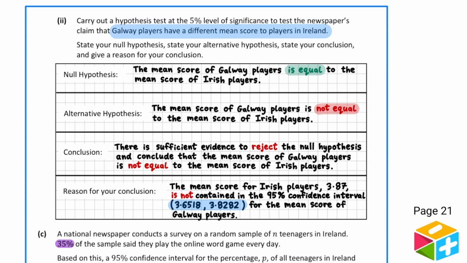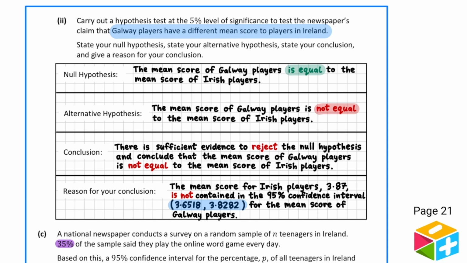One way to think of this is that we're assigning 95% confidence that the true mean is within these bounds. Well, if we're assigning 95% confidence to be inside the interval, then the remaining 5% will be for being outside the interval. The null hypothesis states that the mean score of Galway players is equal to the mean score of Irish players. If this were to be true, we would expect, with 95% confidence, that the mean score for Irish players would be inside this 95% confidence interval.